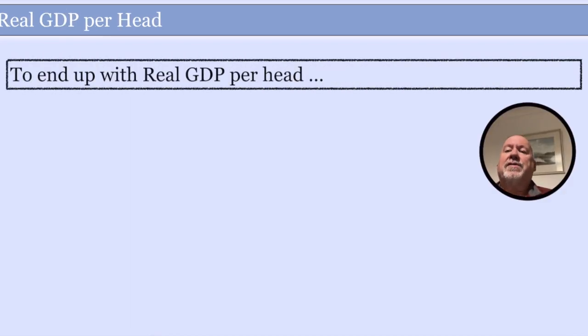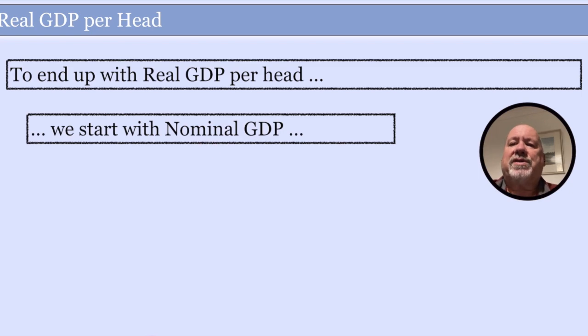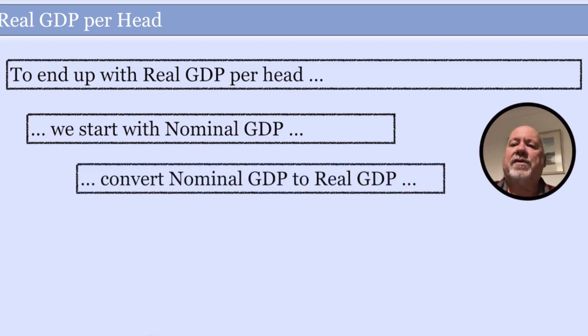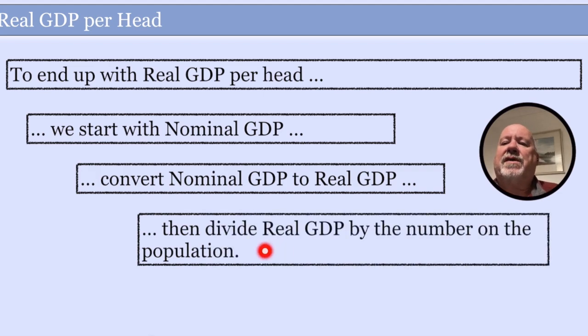So how do we get to real GDP per head? We start with nominal, convert it to real by the means I've just said, and then we divide that real by the number of the population. And that gives us the physical number of goods and services that are available per head of population. And if that is going up, that's the starting point to say that our living standards are going up. So hopefully that gives you a good introduction.